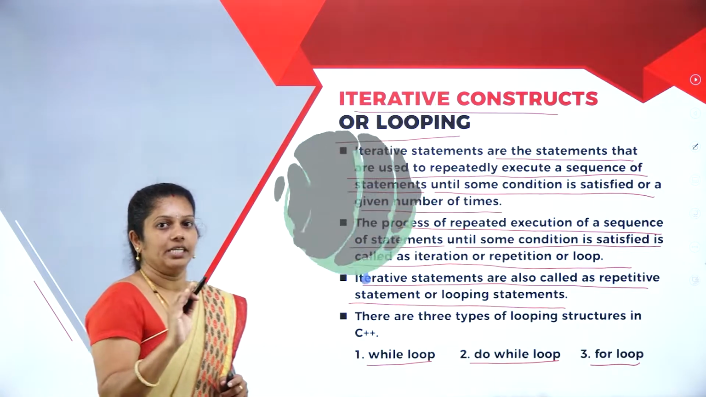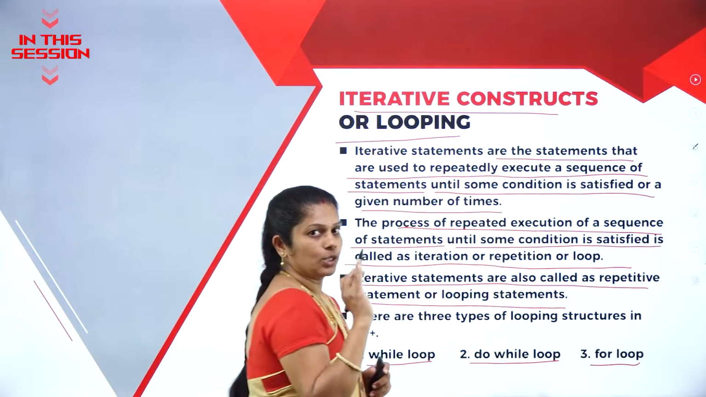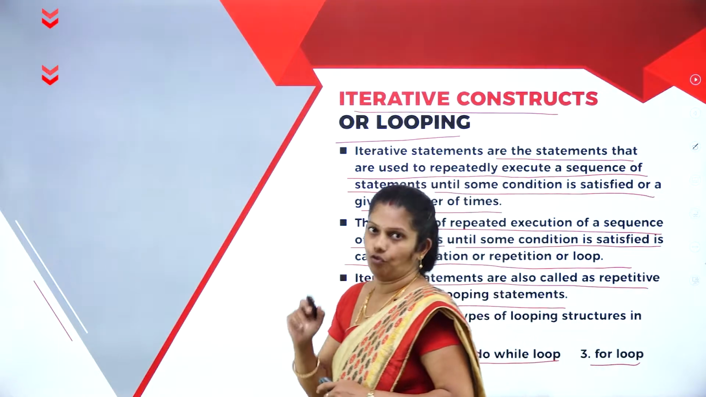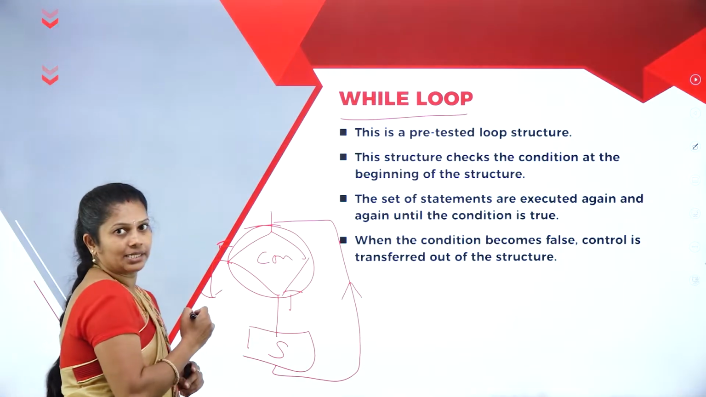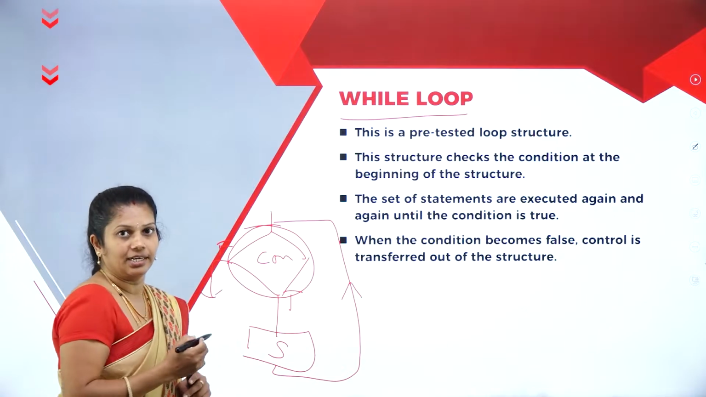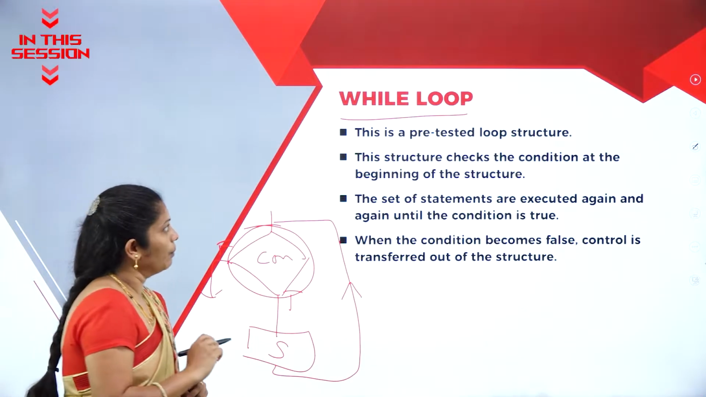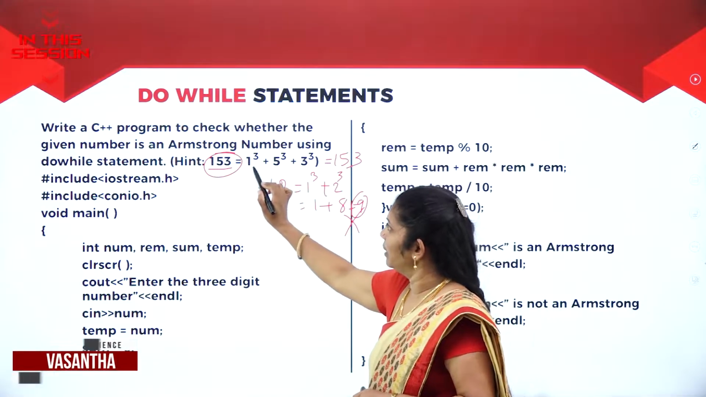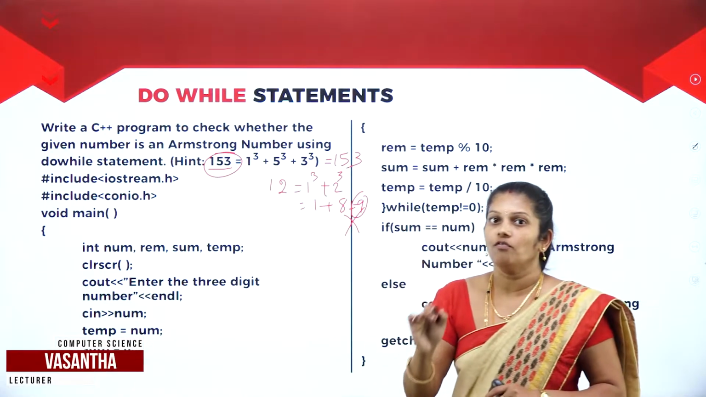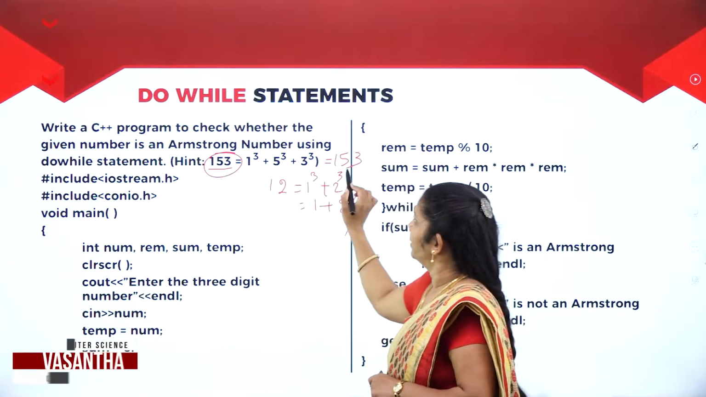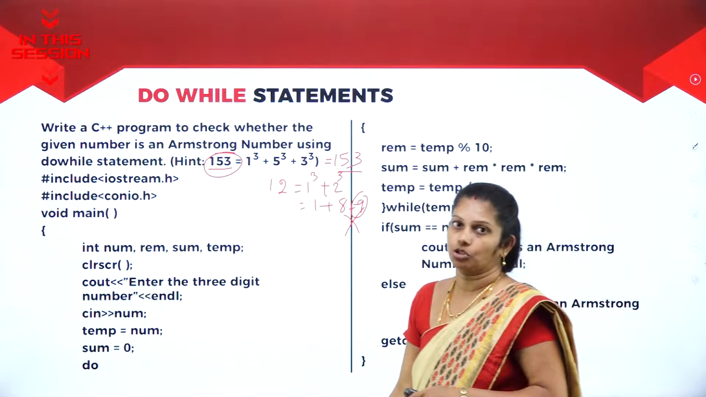When they come on iterative statement, there are three types. One is while loop, second one do while loop, and the third one is for loop. Before executing the statement, first it will check the condition. That's why it is called as pre-tested looping. Armstrong number is nothing but when you perform cube of each and every digit and then we have to add. If we get the original number, then it can be called as Armstrong number.